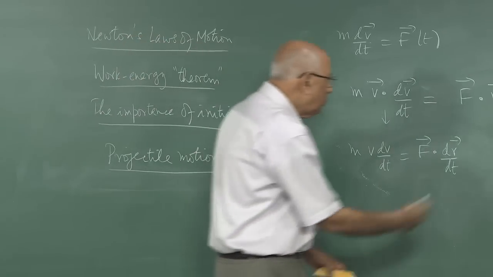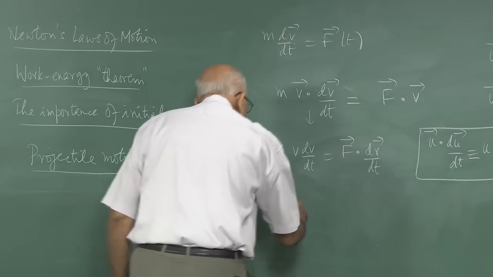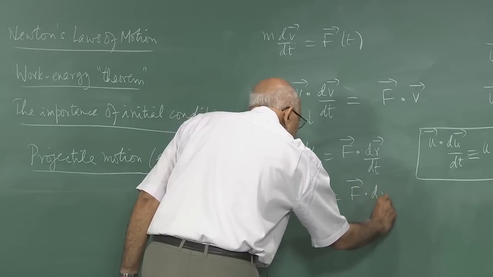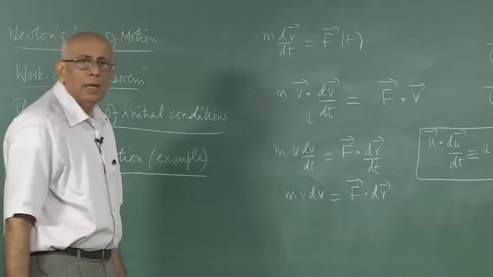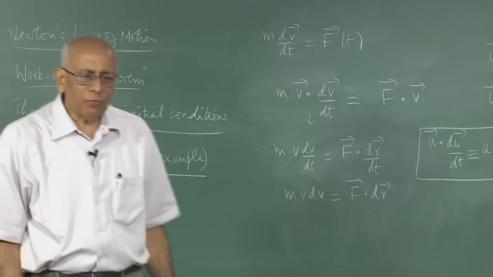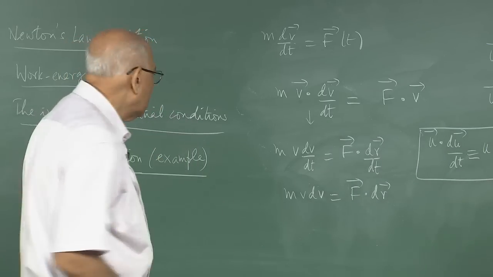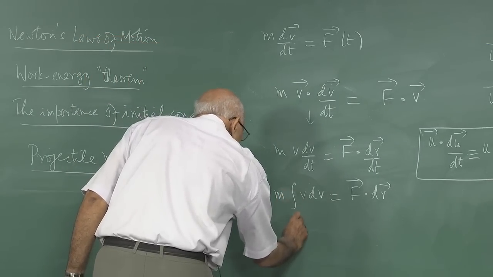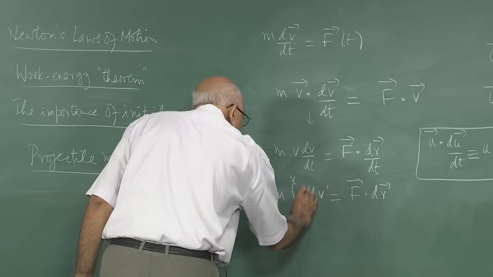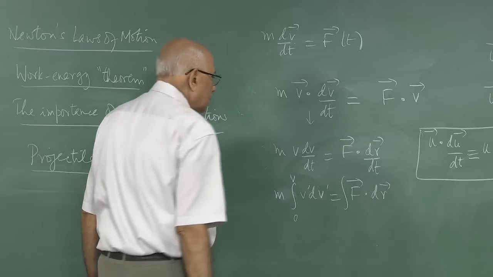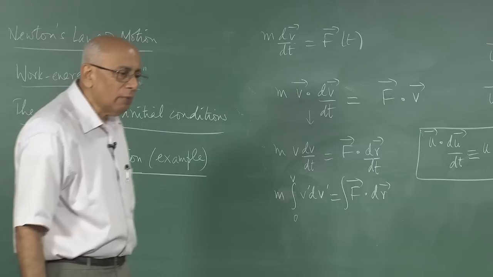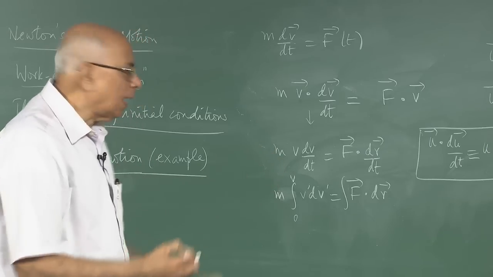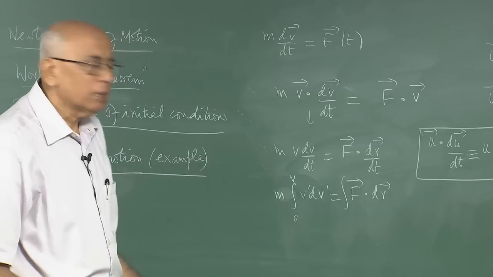Now I move dt to the other side and integrate, so I get m v dv equal to F dot dr, and I integrate both sides. Let us suppose I start from 0 speed and integrate up to some speed, the object attaining some speed v. Then the integral from 0 to v of m v prime dv prime is equal to the integral on the right hand side, starting from wherever the initial value of r is up to wherever it ends when the velocity is v, wherever.